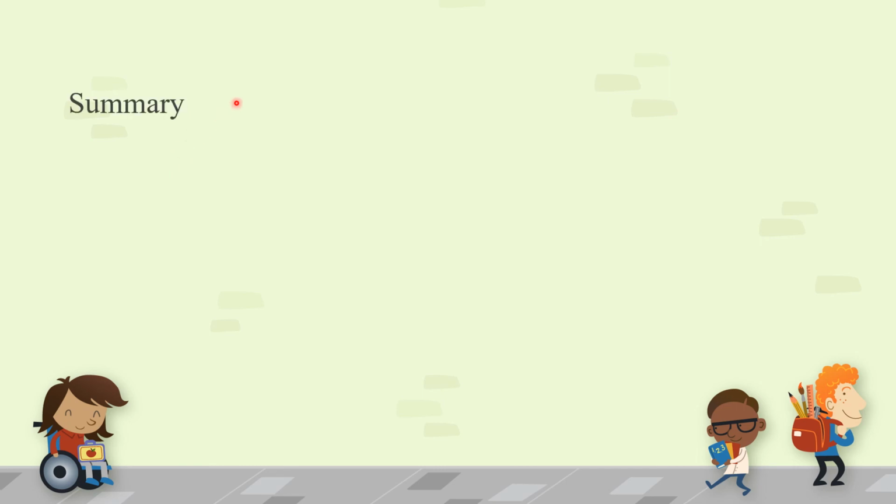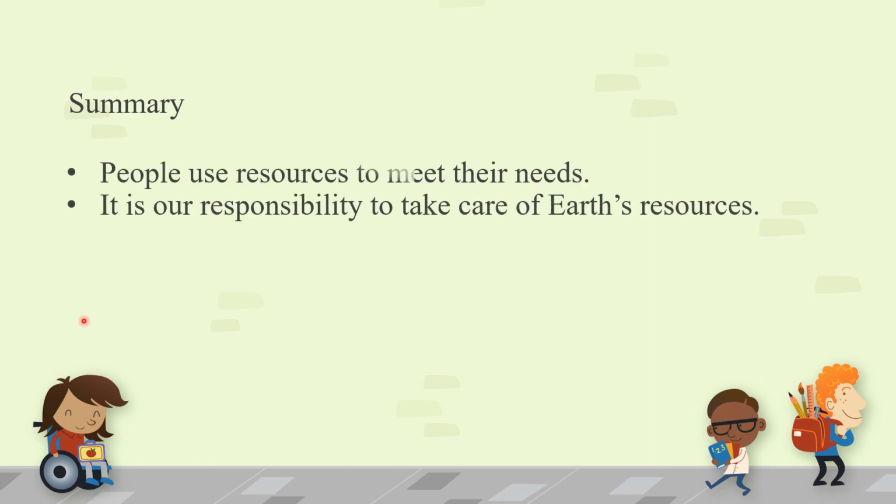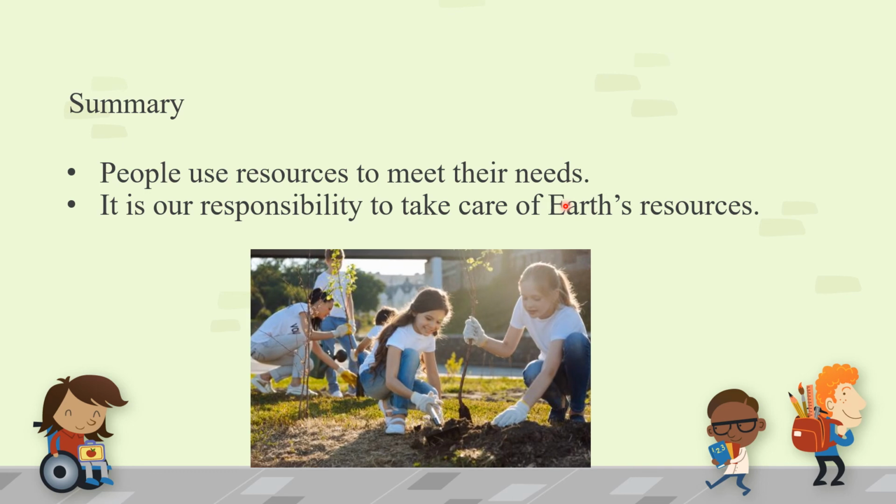Let's review what we have learned now. People use resources to meet their needs. Yes, people use resources such as soil, trees and water to grow food, build houses and meet other needs. They can save resources by recycling. It is our responsibility to take care of Earth's resources. We can recycle by putting plastic, paper, glass and cans into bins to be collected and made into new items.